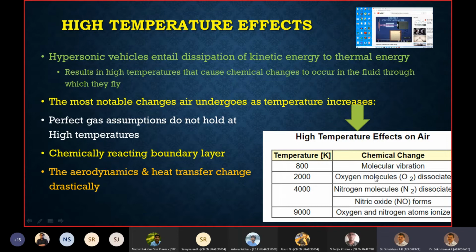And when the temperatures are higher still, you may have ionization. Ionization means formation of charged ions of oxygen and nitrogen, so O plus, N plus, etc. So the ionization of the gas also will happen when the temperature keeps increasing. So in a typical hypersonic flow field, you can expect all these.